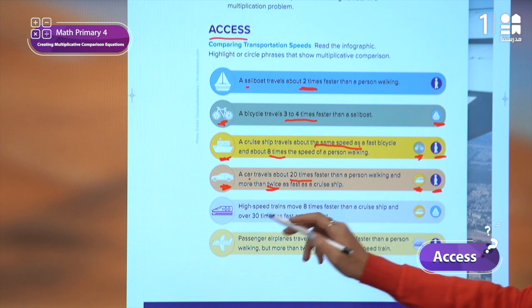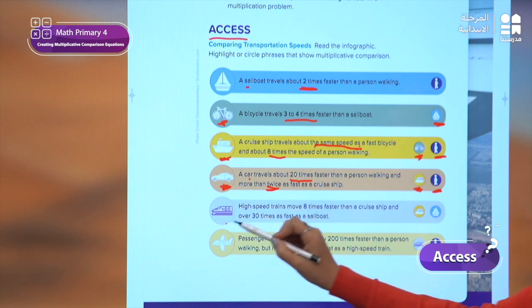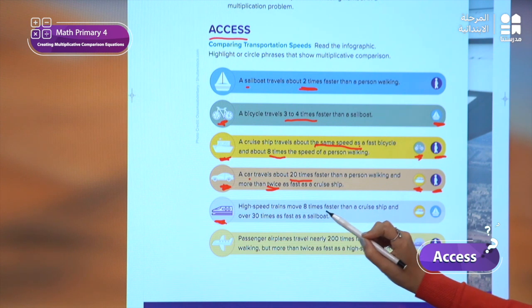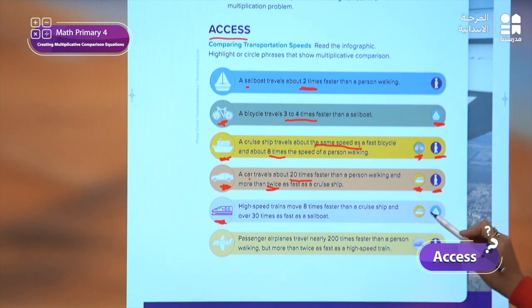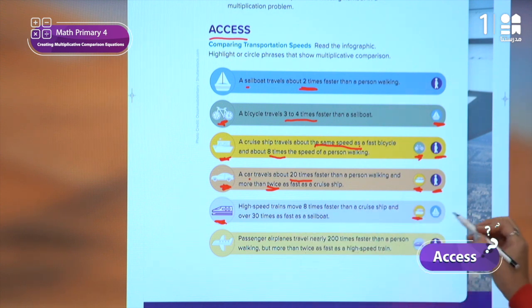تعالوا بقى move to the next one. The fifth sentence بتقول لي ايه؟ بتقول لي the high speed trains، اهو الترين اللي بتكلم عنه. The high speed trains move 8 times faster than a cruise ship. Okay? And over 30 times as fast as a sailboat. يبقى أنا بعمل comparison ما بين حاجتين.